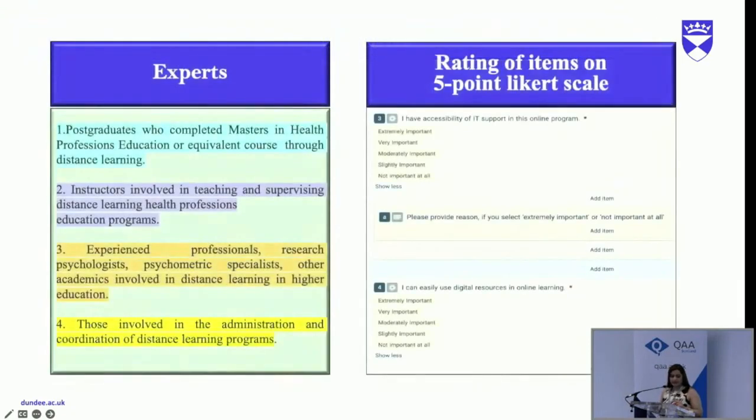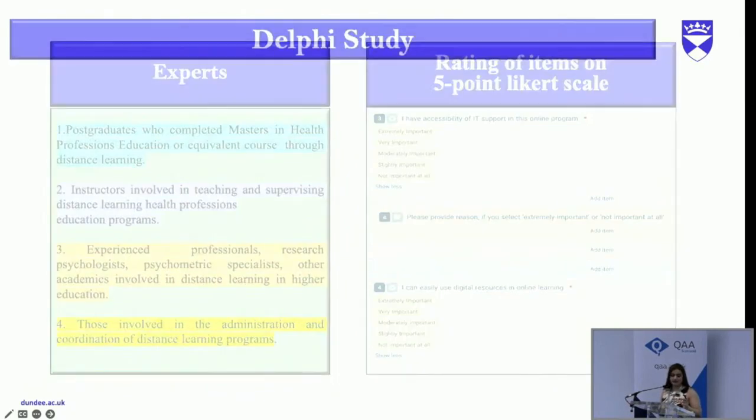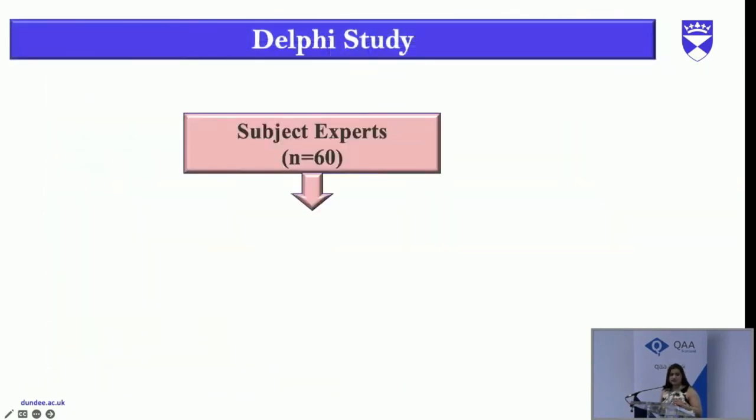After identifying the experts in the Delphi stage, I developed the rating scale for the items. For the 69 items that I developed, I developed rating scales, and I asked the experts to rate those items based on the scales. That is a 5-point Likert scale. So I selected the subject experts.